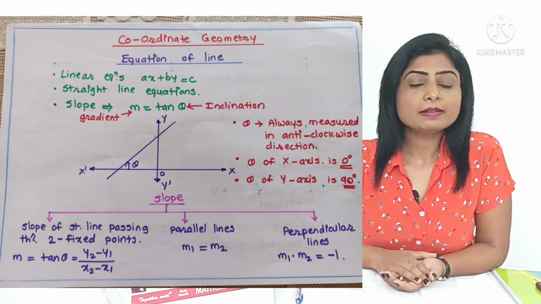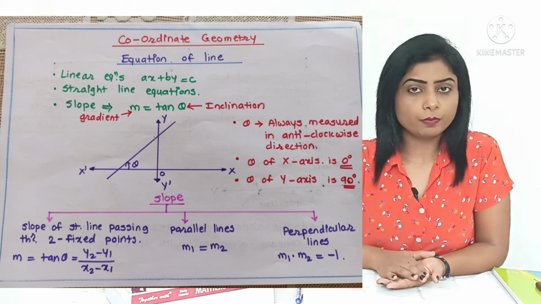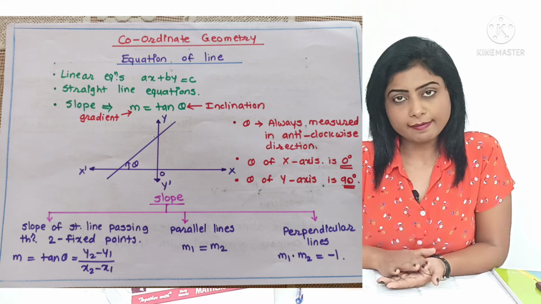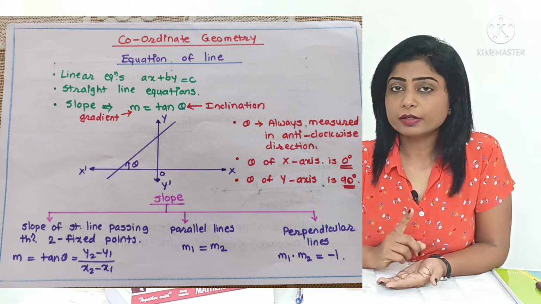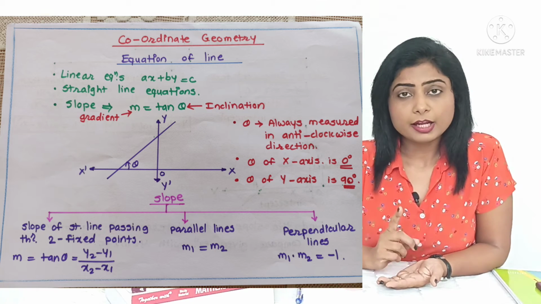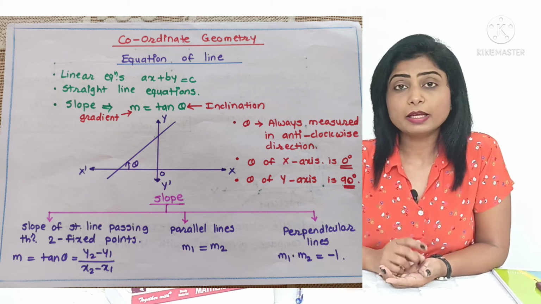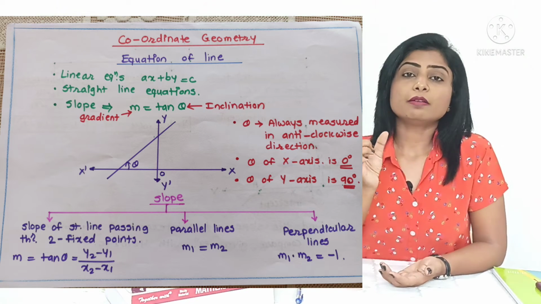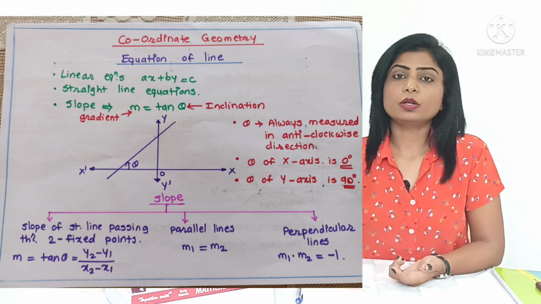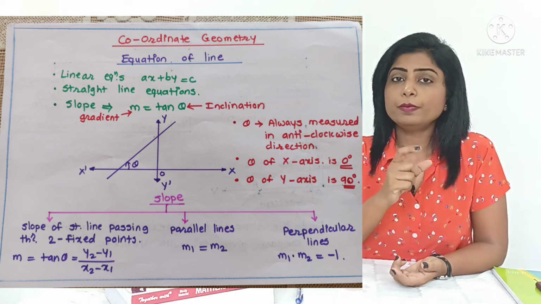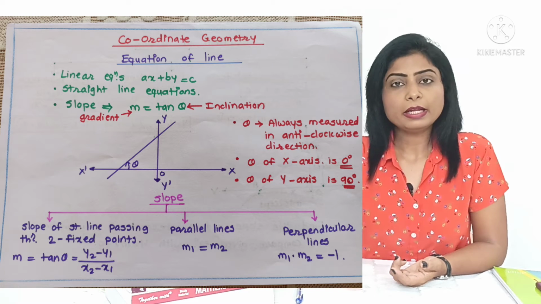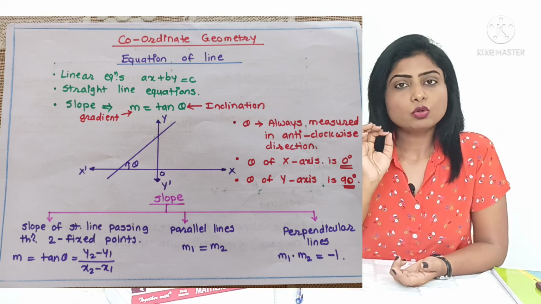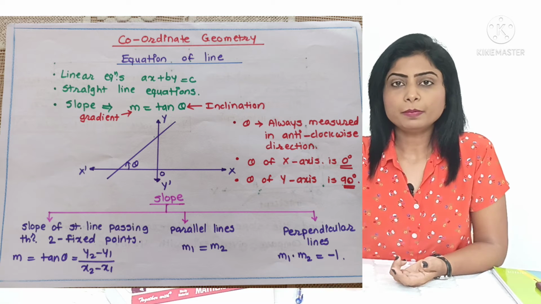Now slope, in this case we have gone through slope. What is slope? It is denoted as m is equal to tan theta, where theta is said to be the inclination. Keep that in mind, because in some examples they use this word inclination, and for slope they use gradient. So m is gradient or slope, theta is your inclination. Slope is calculated by the tangent of that particular theta.